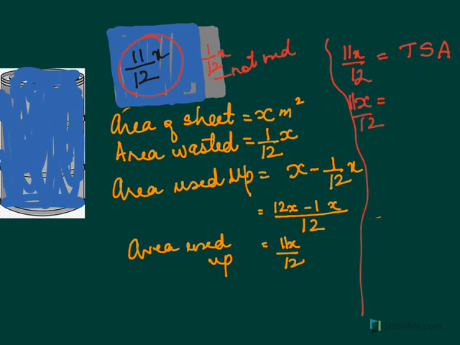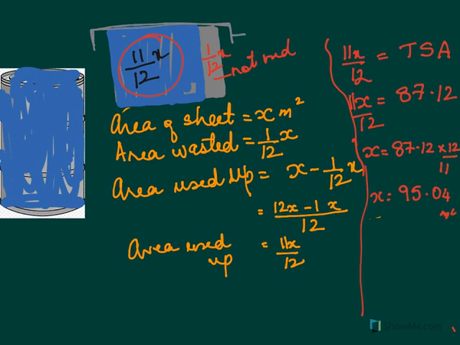If we carry on this calculation, 11x/12 equals the TSA, which we saw earlier was 87.12. So x was 87.12 into 12 over 11. And the answer for this x comes as 95.04 meter square. So the entire area of this whole sheet that we have taken is 95.04. However, we don't use all the sheet. We use a part of it. A part of it was unused.